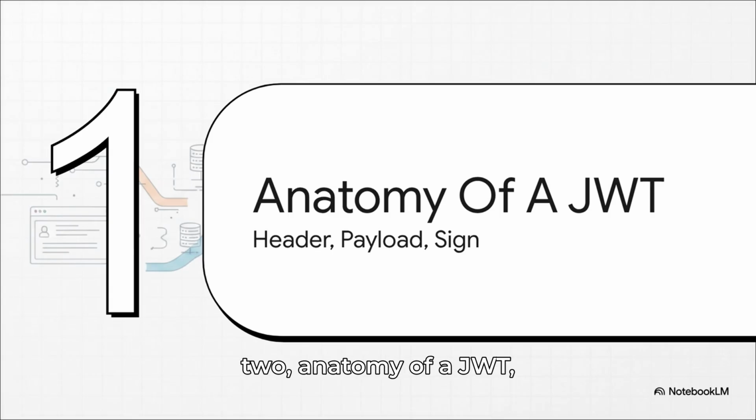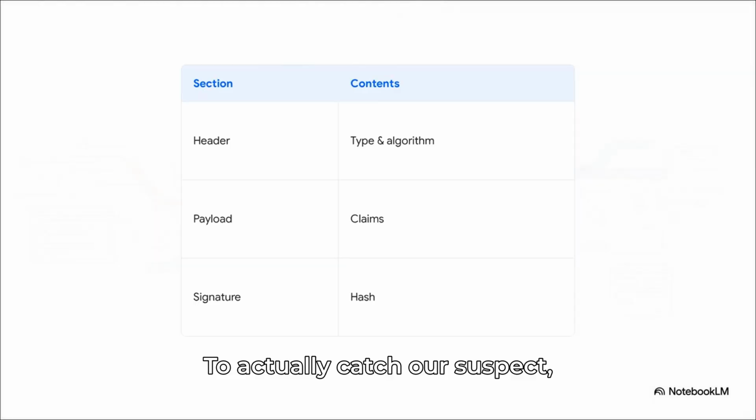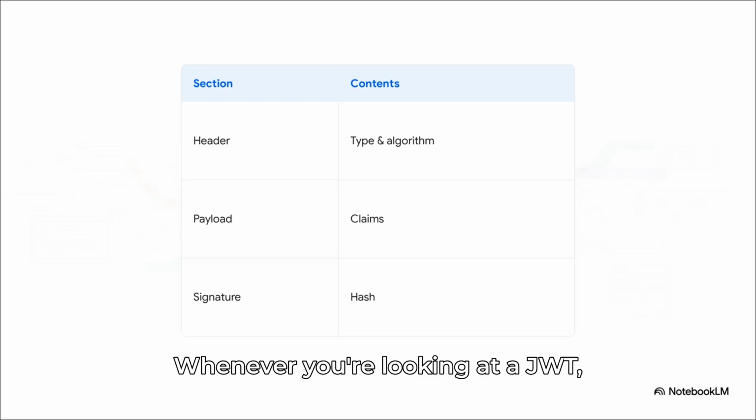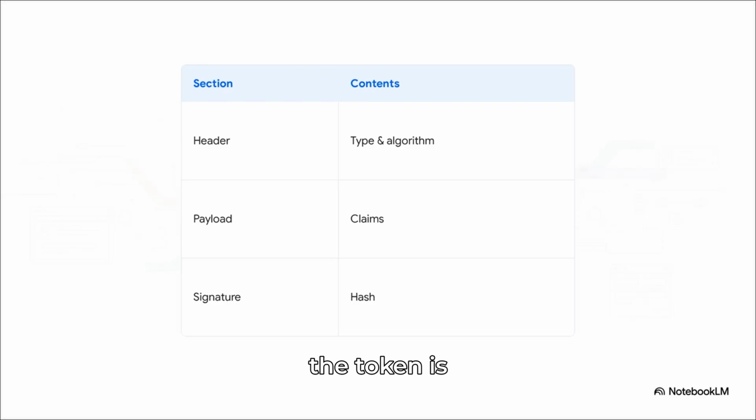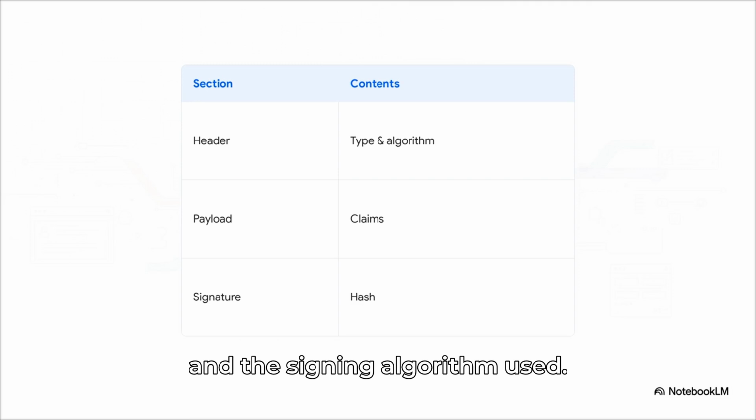Moving on to Section 2. Anatomy of a JWT. Header, payload, signature. To actually catch our suspect, we need to know what it looks like in the wild. I want you to adopt this really simple color coding mental model whenever you're looking at a JWT. The token is basically a 3-part package, separated by dots. First up, we have the header. Let's code that red. This just tells us the token type and the signing algorithm used.